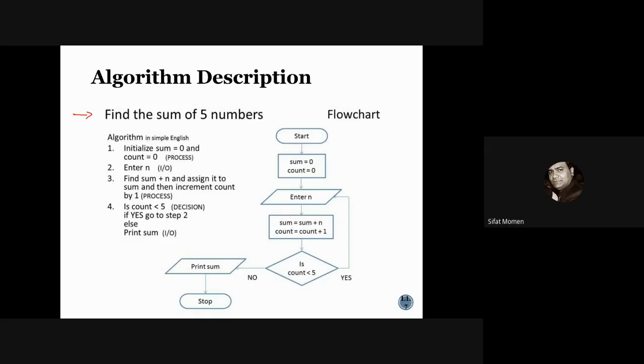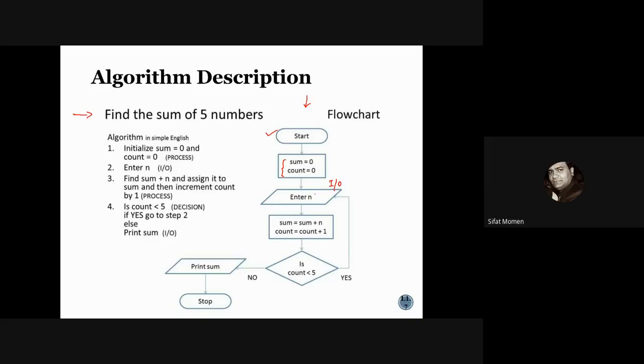You can express the algorithm in the form of a flowchart, which you can see over here. If you see the flowchart, you start, and now you have two variables called sum and count, and you initialize them to 0. Then you're taking an input from the user. So you're doing an IO operation here, an input output operation.